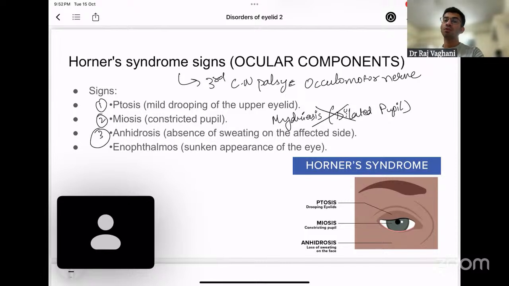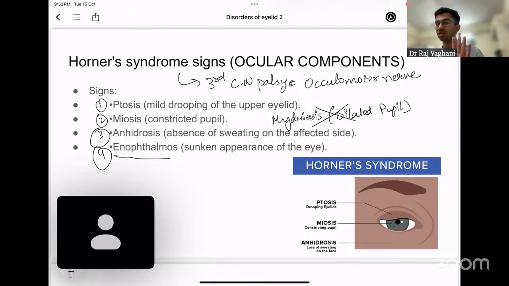Now the fourth sign can be enophthalmos, the sunken appearance of the eyes. You must have heard about exophthalmos. Exophthalmos means very protruding eyes, and enophthalmos means the sunken appearance of the eyes. Sunken appearance means the eyeball will appear very deeply embedded. So that is the appearance that your eyeball gives when we have Horner syndrome.